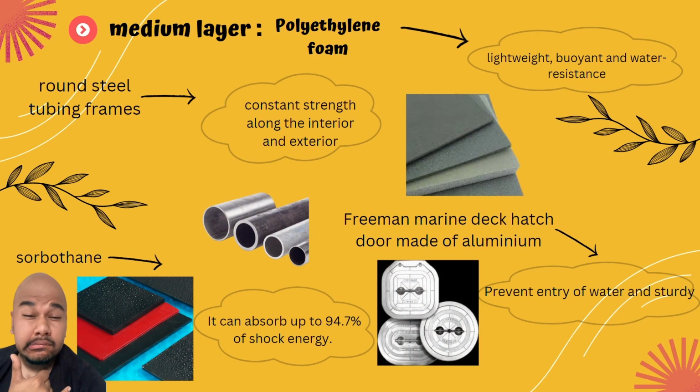For the medium layer, we use polyethylene foam because it is lightweight, buoyant, and water resistant. Round steel tubing frames are used all along the capsule because of their strength. Solvethane can absorb up to 94.7% of shock energy, and a Freeman marine deck hatch door made out of aluminum is used to prevent entry of water.